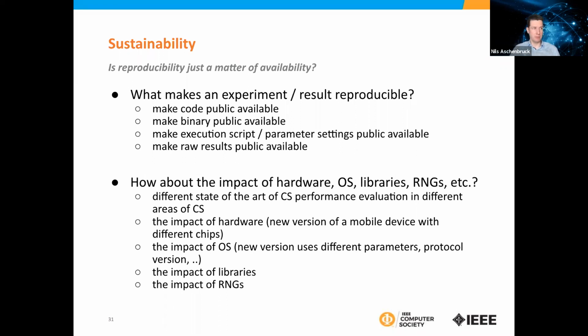And also the impact of the hardware is different. So if you think of an area where we have mobile devices and then you want to reproduce results with new devices, yeah, you want to do this, but then you have different chips and all these issues. Of course, there's also the impact of operating systems. If you want to reproduce a result with a Linux version that's 5 years old, it's sometimes even hard to get the right libraries and system, even installing it. And then you have the impact of random number generators and so on and so on.